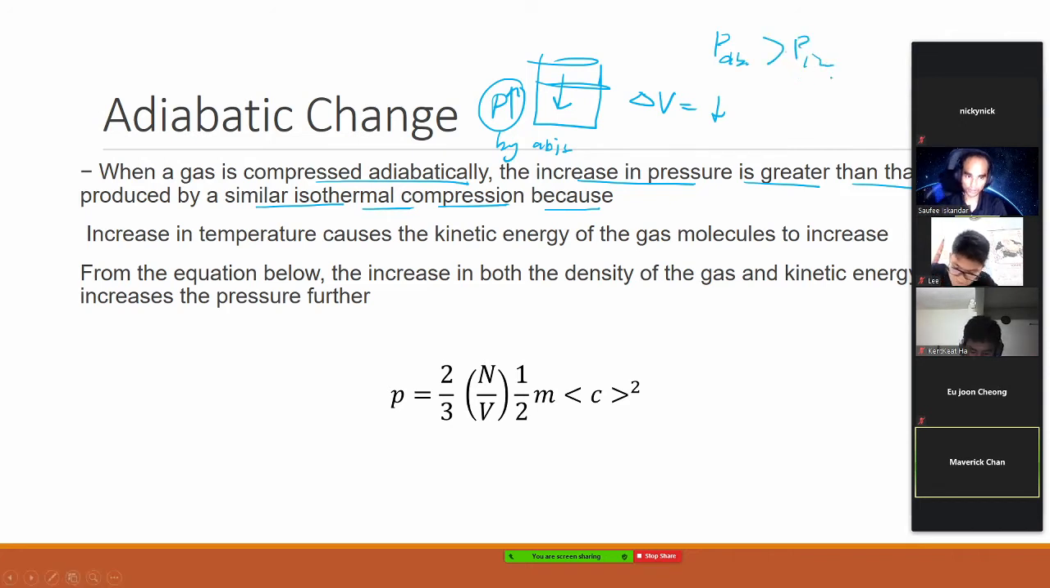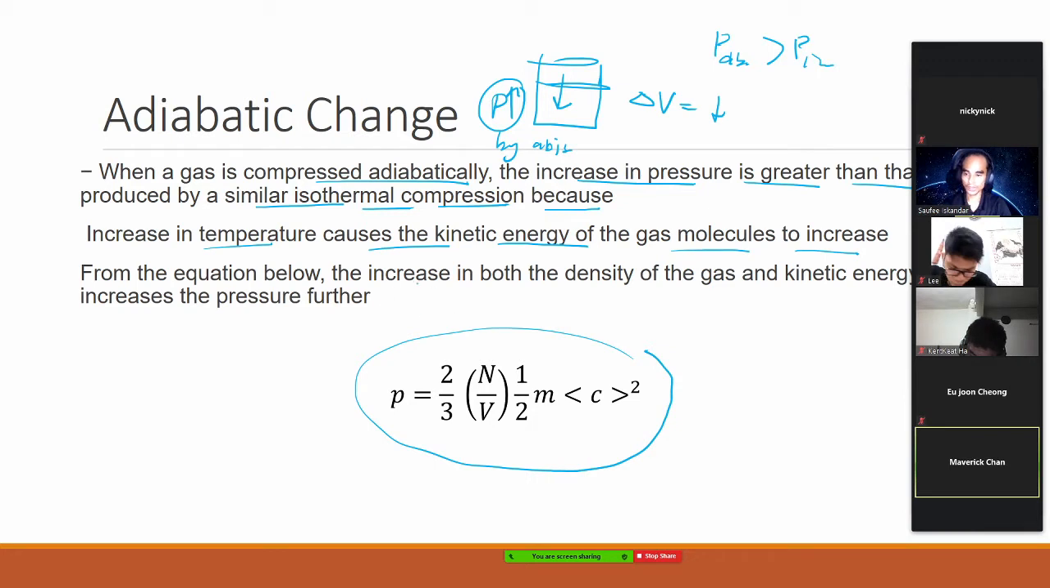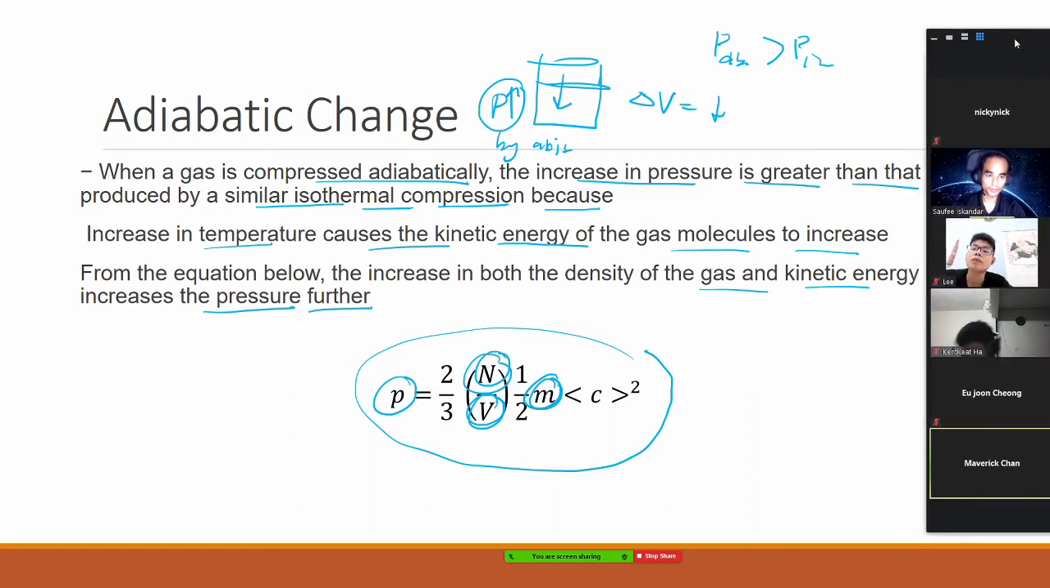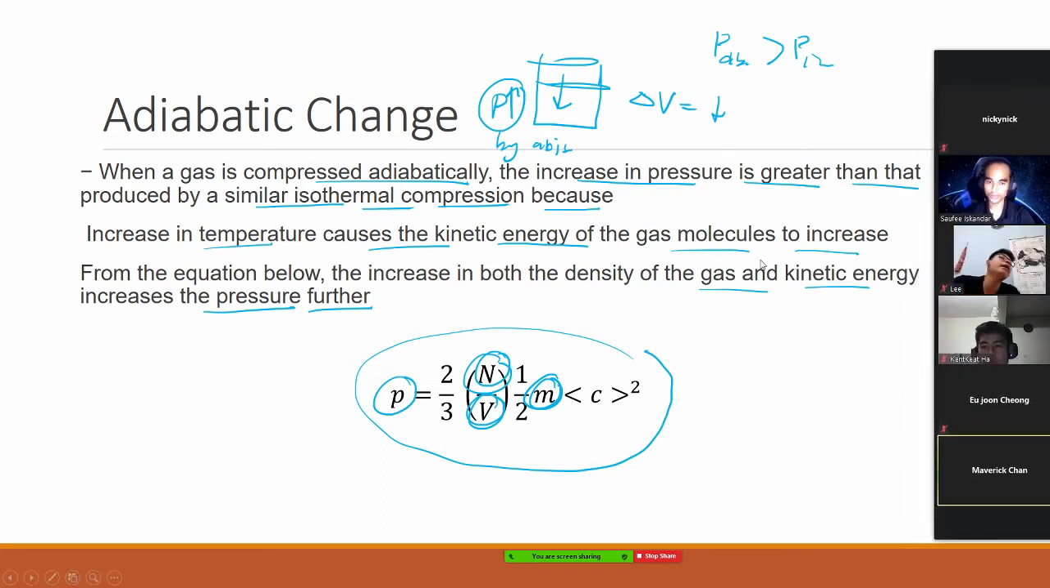The reason is that the increase of temperature causes the kinetic energy of the gas molecules to increase. You can see this equation: pressure is the number of moles divided by the volume of the gas times the mass. So you can see that increasing the density, n over m over V, of the gas and the kinetic energy increases the pressure further. So that's why we have a bigger pressure from the compression of adiabatic changes.